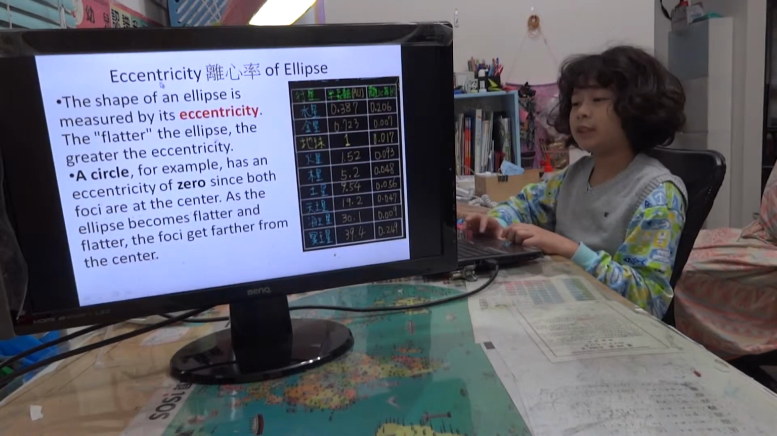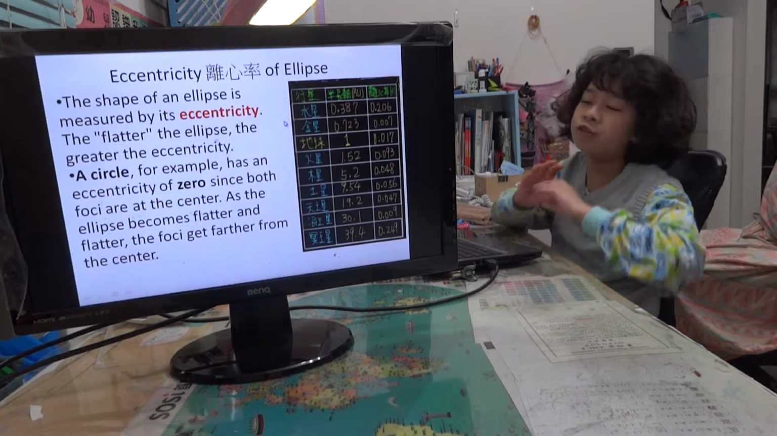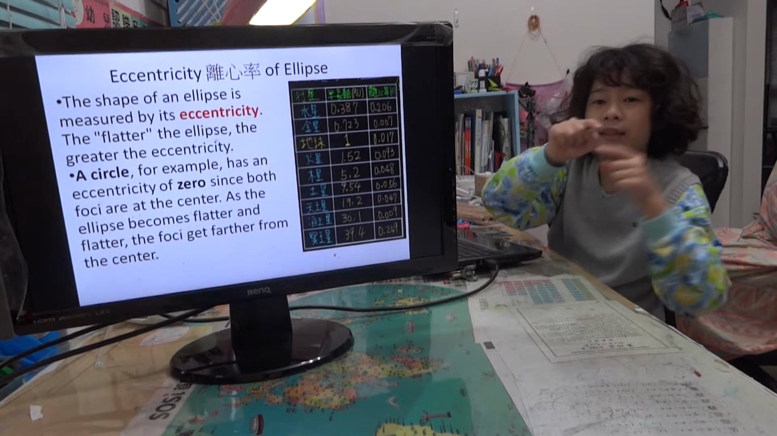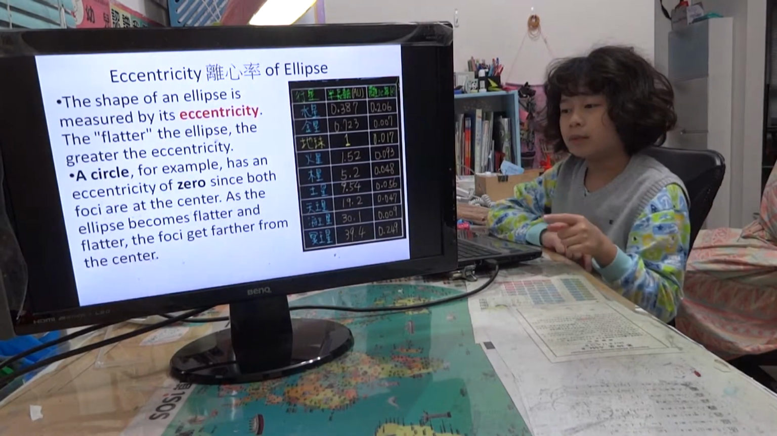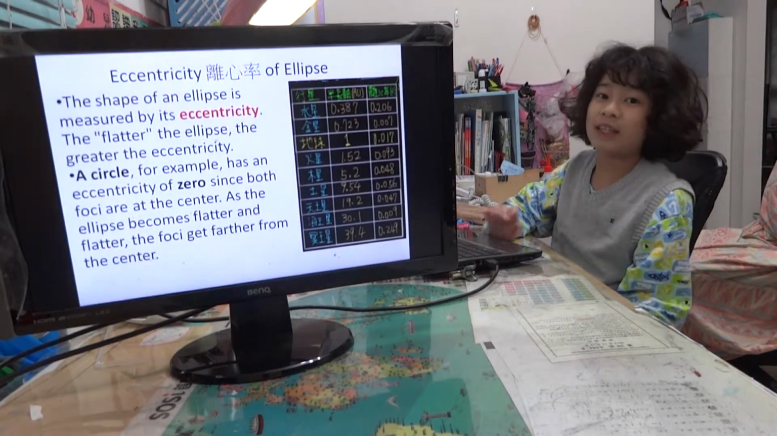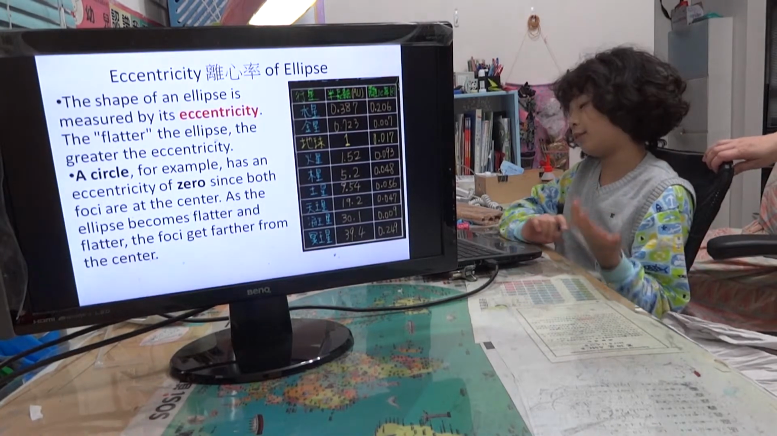What is eccentricity? The shape of an ellipse is measured by its eccentricity, which is how flat it is. If something is close to a circle, its eccentricity is very small. A circle's eccentricity is 0, and an ellipse's eccentricity is greater than 0.